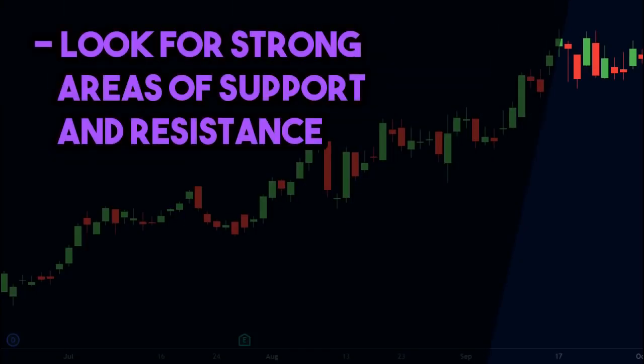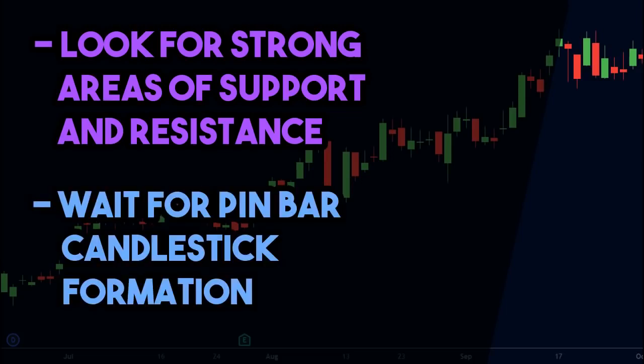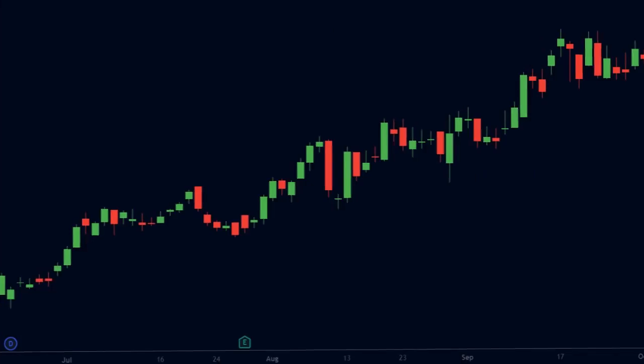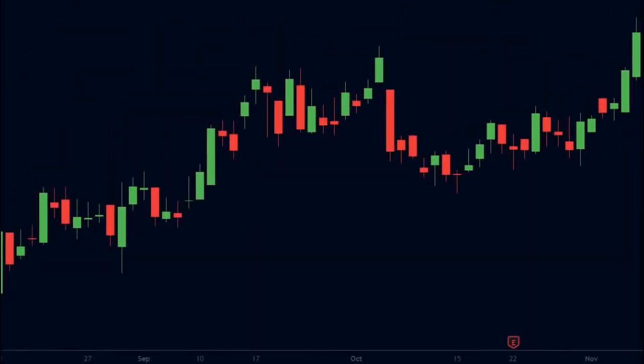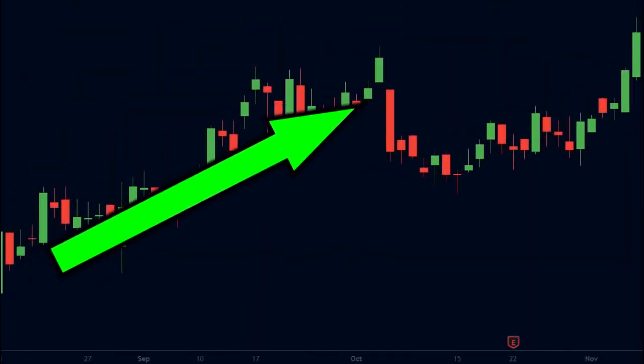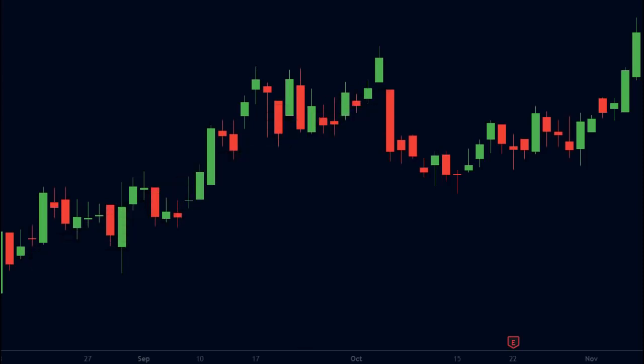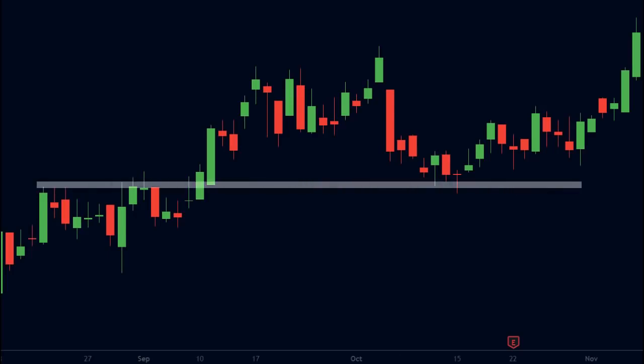We will look for strong areas of support and resistance, and we will wait for the formation of pin bars at these levels. So here is a simple example. Here we see that the price was in an uptrend. The stock faced resistance twice at this price. So we marked this level as a resistance.